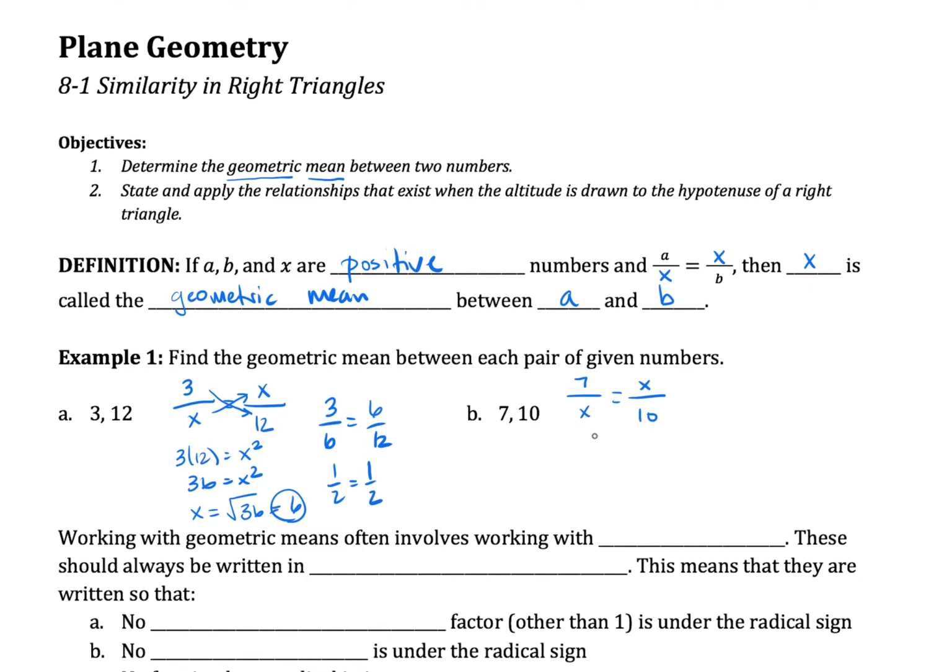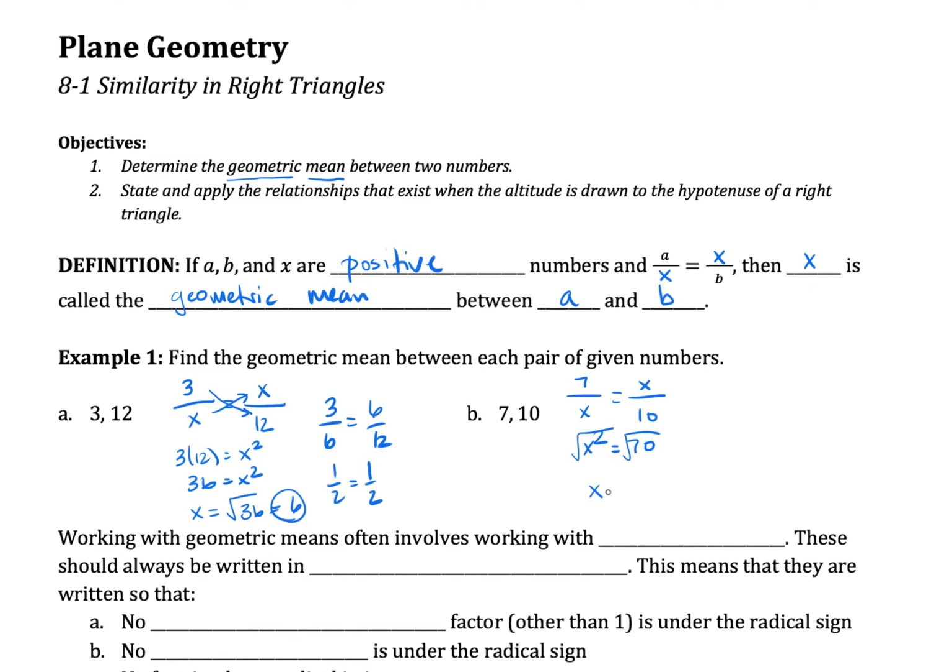Now when we cross multiply this one, we multiply the x times the x and get an x squared, and we do 7 times 10, which we'll go ahead and write out as 70. So now we have x squared is equal to 70. To get x by itself, we need to take the square root of both sides. We need to square root that side and square root that side.